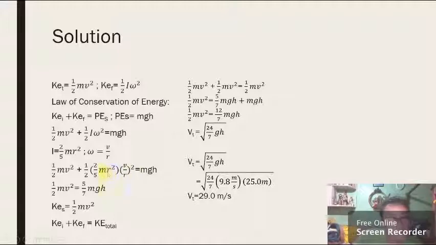After that we then substitute I. When we substitute I, it will become this one, and then add this one, cancel. We're going to have 1/2 mv squared is equal to 5/7 mgh. So when the sphere travels through the rough surface, the gravitational potential will be converted into translational motion, wherein KE is equal to PE, or kinetic is equal to potential.